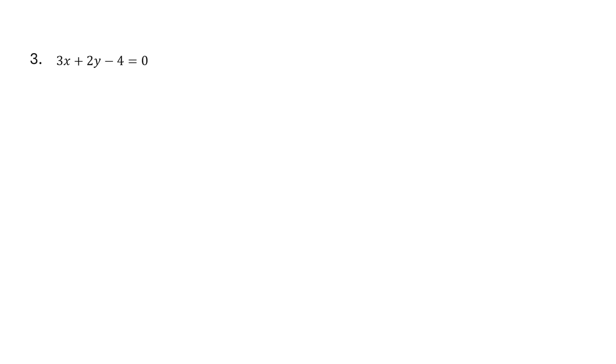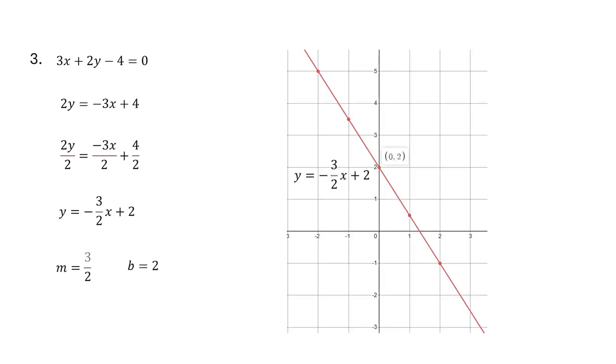This standard form equation, 3x plus 2y minus 4 equals 0, becomes 2y equals negative 3x plus 4. To isolate y, we divide both sides by 2. Then we're left with y equals negative 3/2 x plus 2. The x coefficient is negative 3/2, that's our slope. The value of b, or y-intercept, is 2. And this is what the equation looks like when graphed.